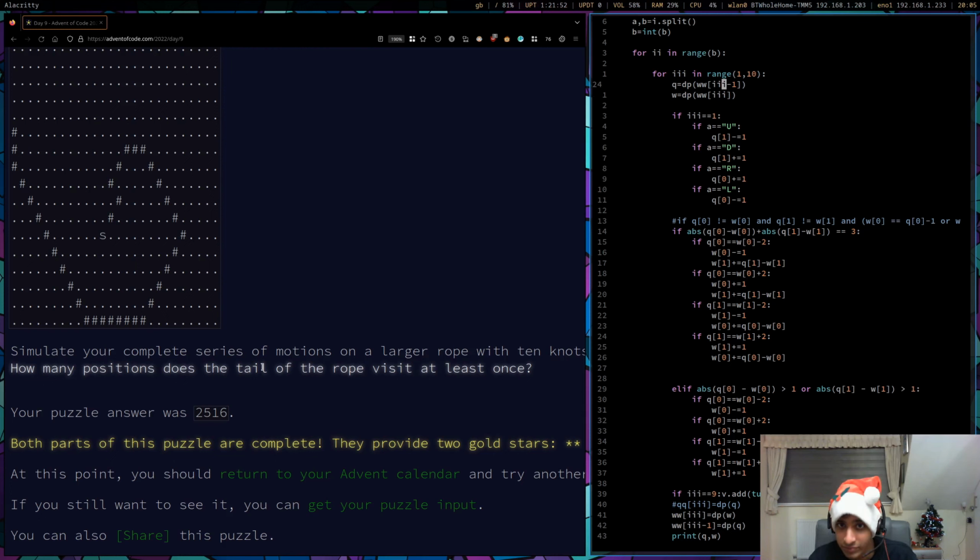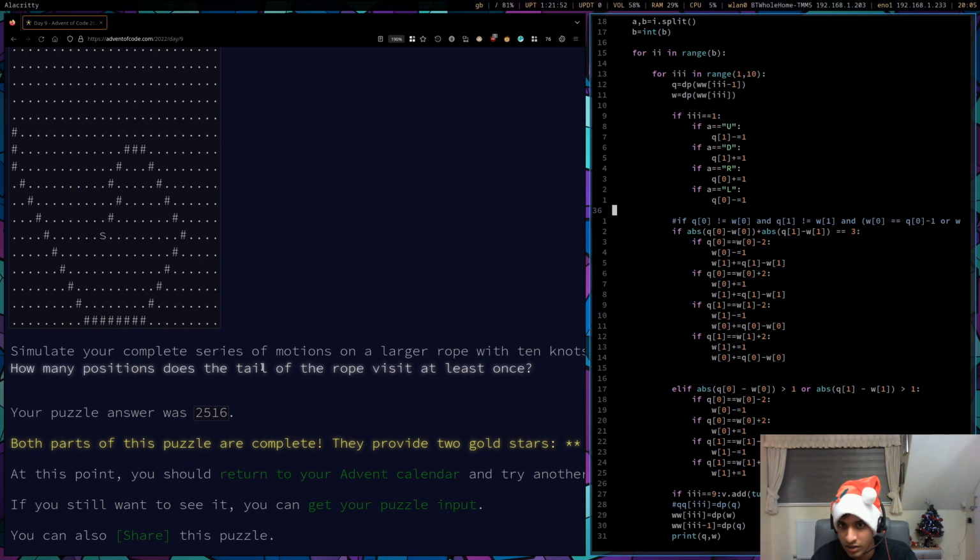And if Q is the first item in the WW list, the first knot, then you have to move that relative to the instructions. So that's what I've just written here. If the current index is the first one, right? So if triple I is 1, then you know Q is going to be index 0, the first element of the WW list. So Q is going to be the head, right? So this checks if Q is the head. And if it is the head, then you just simulate the moves. And if it isn't the head, then you just do the rest.